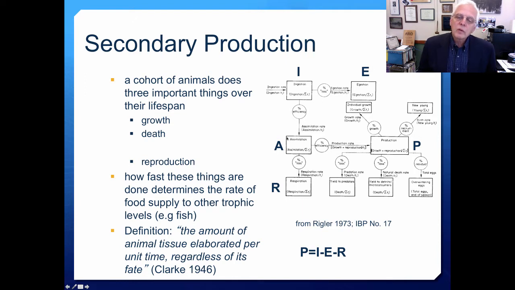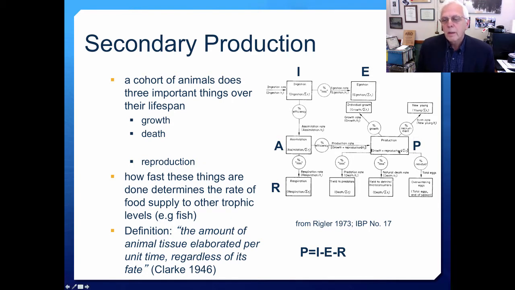Now, if you take the assimilation and take away respiration from the assimilation, that gives you the rate of secondary production. Now, in effect, we don't do it like this. We don't go around collecting feces and measuring respiration rates to measure the secondary production. There are better ways to do it.